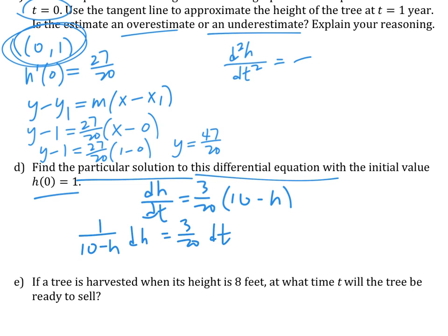Let me see. h is equal to 10 minus 9e to the negative 3 over 20 t.